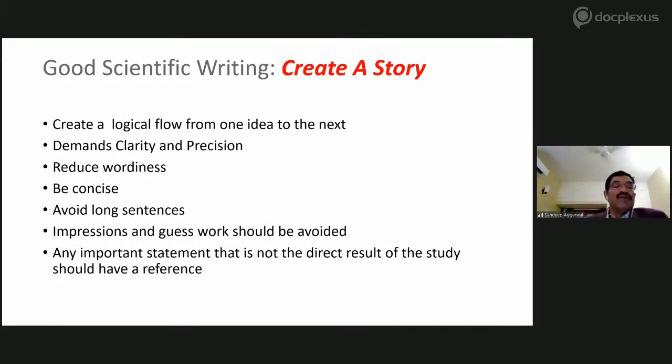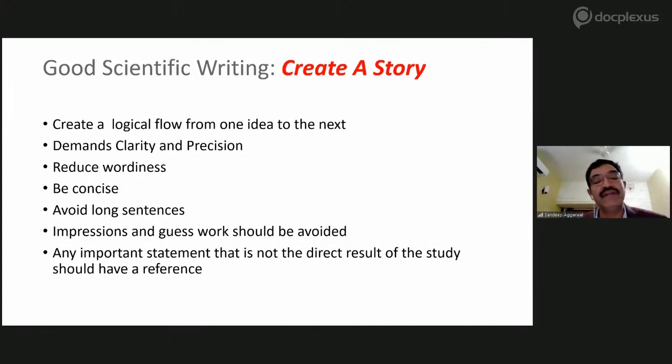Impressions and guesswork should be avoided. I'll tell you one example. In one of the recent papers I reviewed, the author said the definitions of weight regain after bariatric surgery remain obscure. Now, that's obviously an incorrect statement. There are very precise definitions. There may be multiple definitions, but they're definitely not obscure. So don't just say anything because you sort of heard it in your mind. These are just impressions. They're not backed by literature. And any guesswork should be avoided in scientific writing.